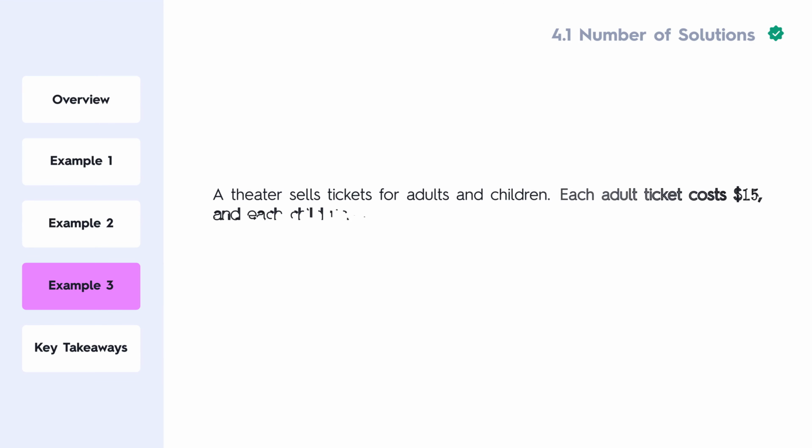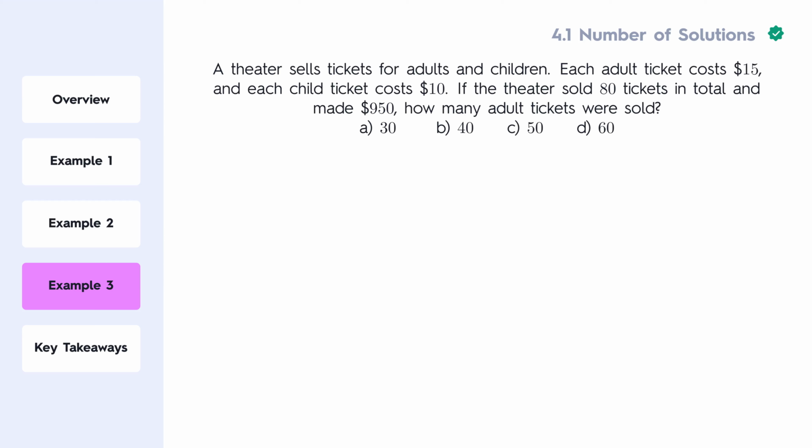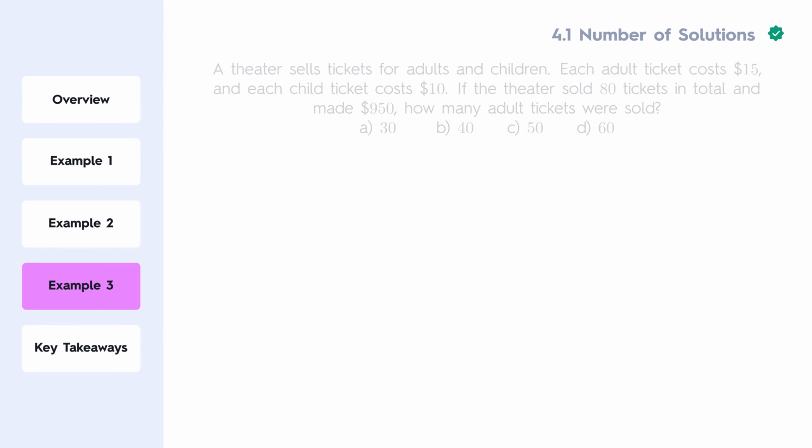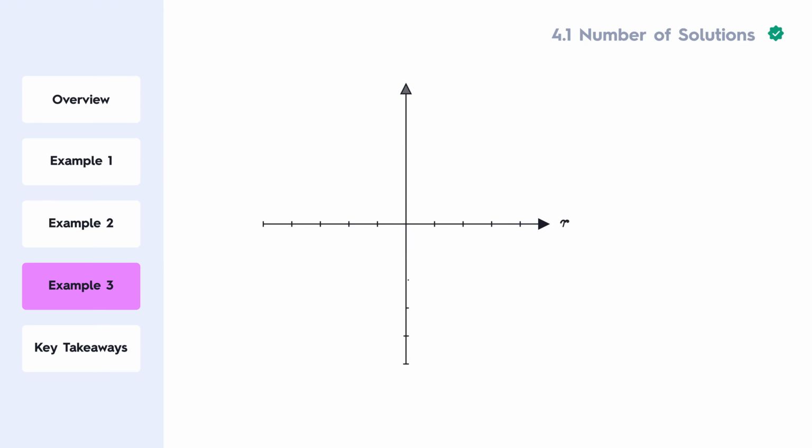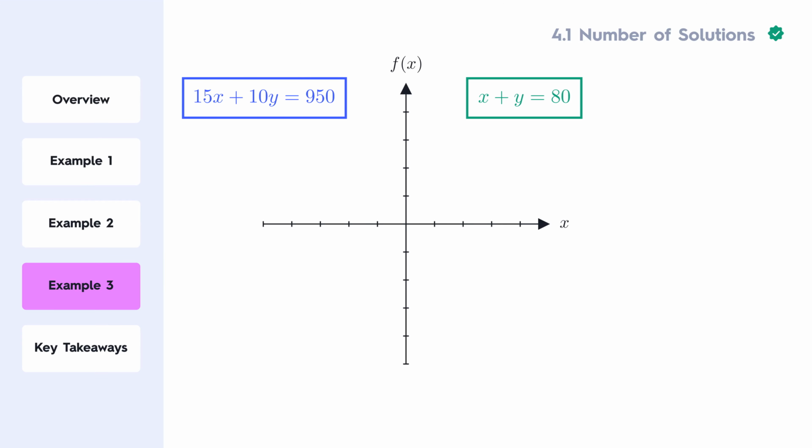In this problem, a theater sells tickets for adults and children. Each adult ticket costs $15, and each child ticket costs $10. If the theater sold 80 tickets in total and made $950, we need to determine how many adult tickets were sold. Let's solve this system step by step to find the solution, if it exists. First, we'll solve one of the equations for one variable. Let's start by taking the first equation, x plus y equals 80, and solve for y. We now have y equals 80 minus x.